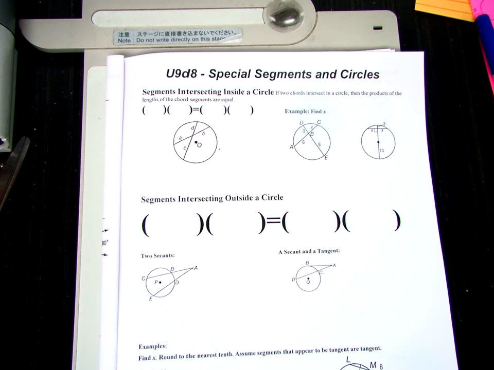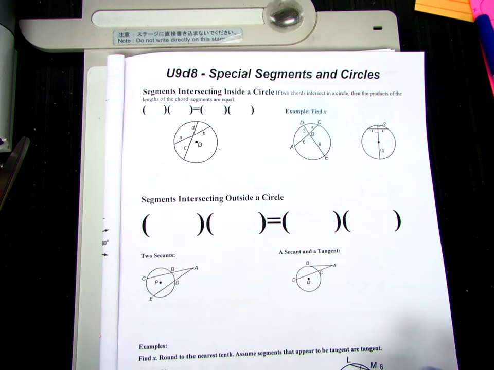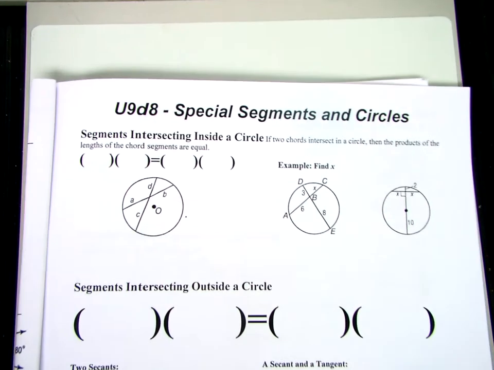All right, today for day 8 in Unit 9, we're going to be looking at special segments in circles still, okay? And instead of looking at the angles created by those segments, today we're going to look at the length of the pieces of those segments, okay? So when I look at the first ones, I have chords.